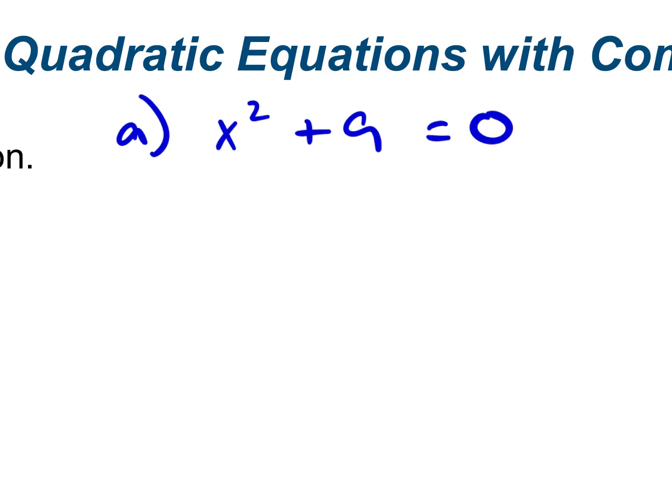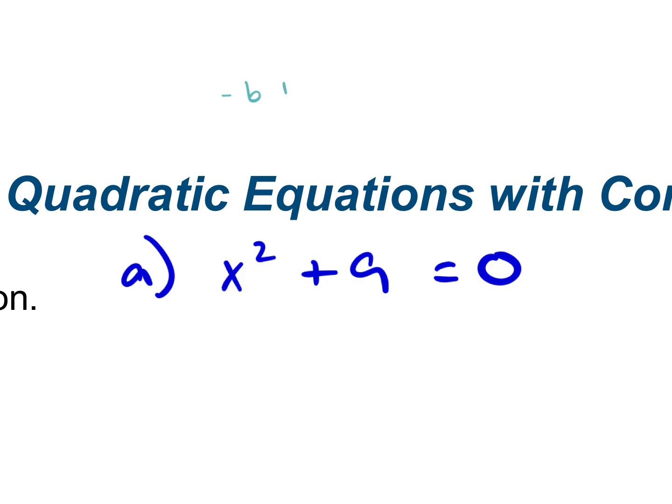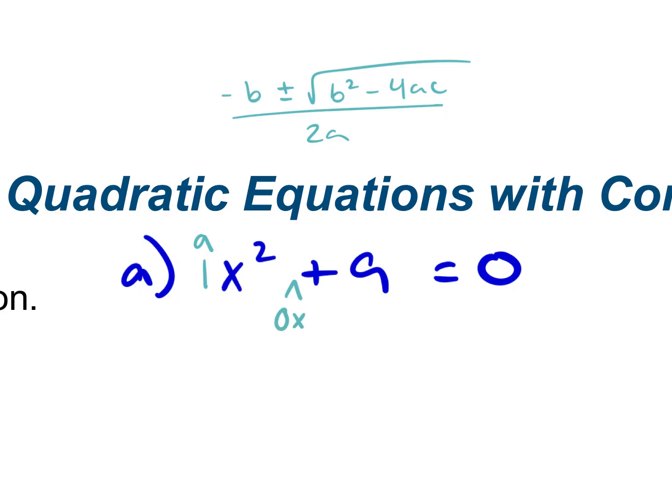So if we're going to use our quadratic formula here, our quadratic formula is negative b plus or minus the square root of b squared minus 4ac over 2a. What's our a? 1, perfect. What's our b? Do I have an x? No, so what do we think b is? 0, awesome. So in that spot, we'd have a 0 in front of our x. So our b is 0. And what's our c? 9.